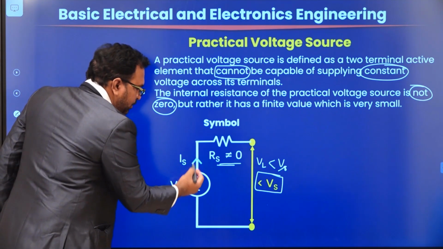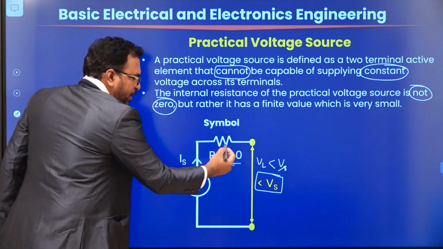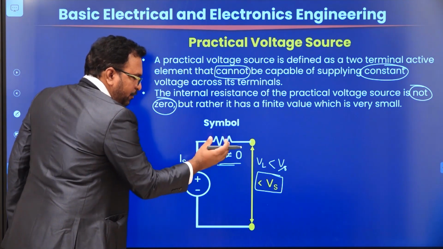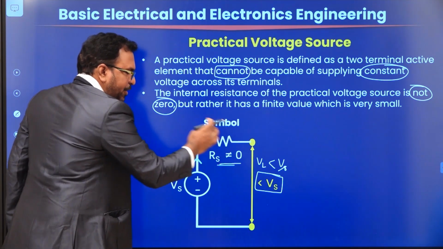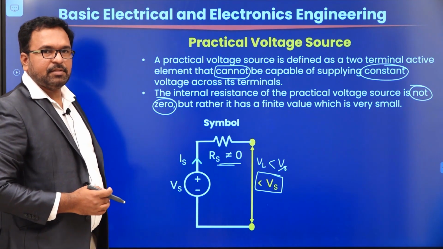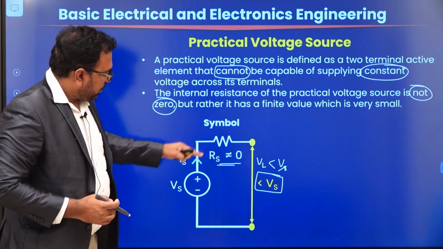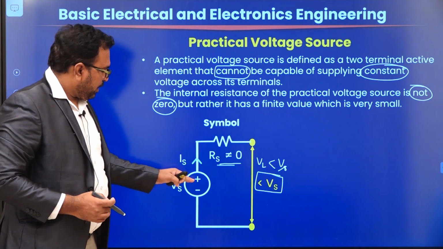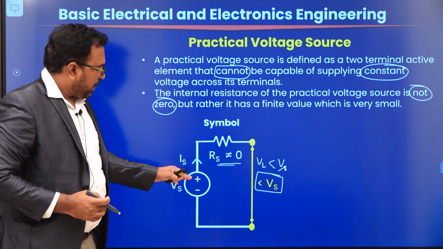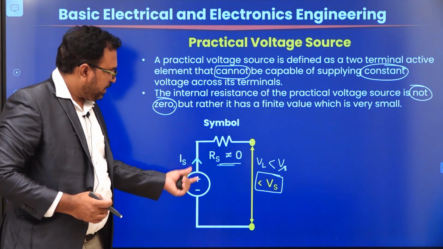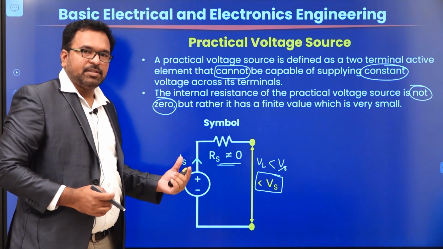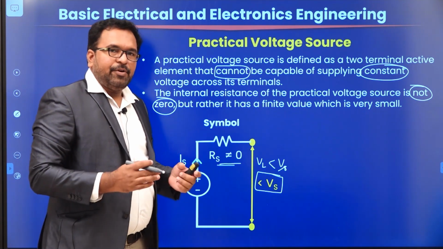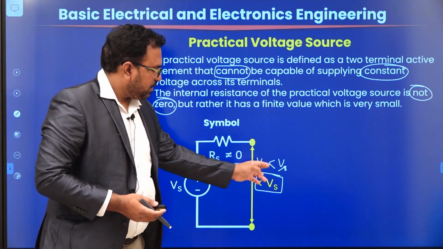So when the source current is flowing through the internal resistance, since the resistance is not 0, it has some finite value, some voltage is going to drop across this internal resistance. Because of the drop, the total voltage is not going to be supplied to the load. So when you connect the load, some of the voltage is dropped across this resistor. That's why the voltage going to the load decreases. VL is less than Vs.